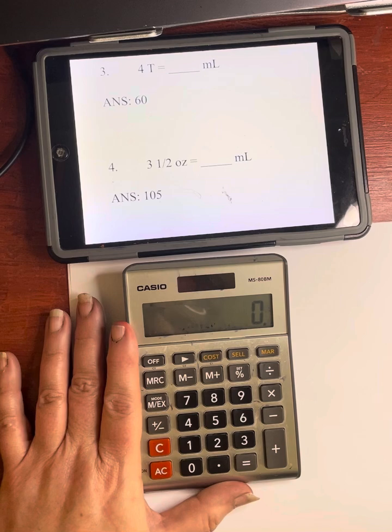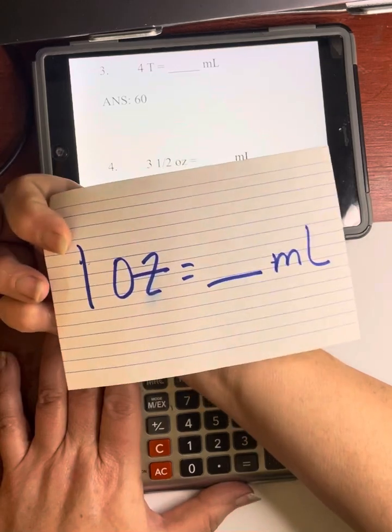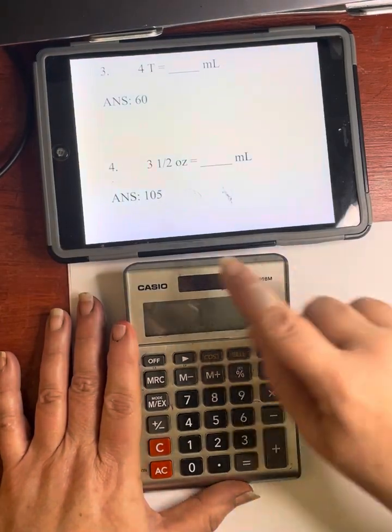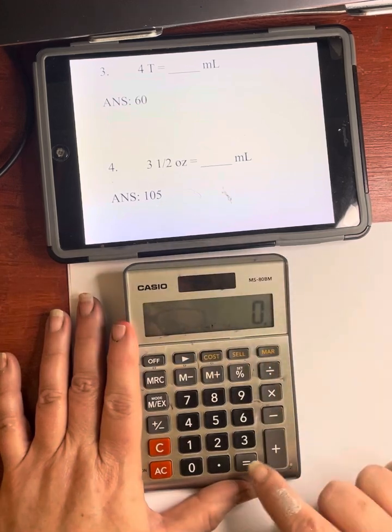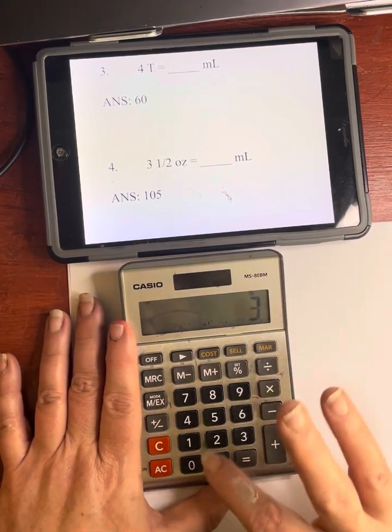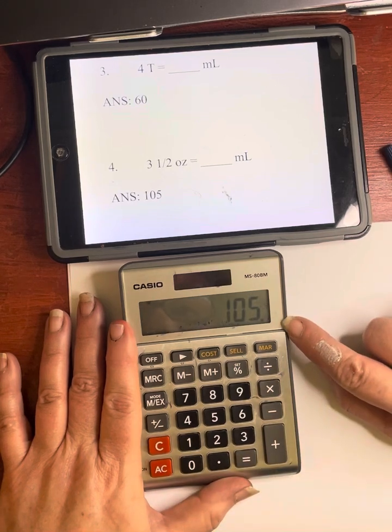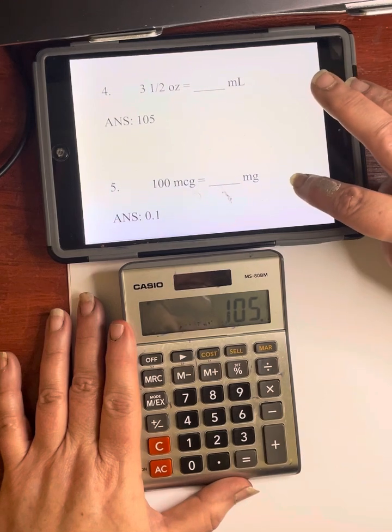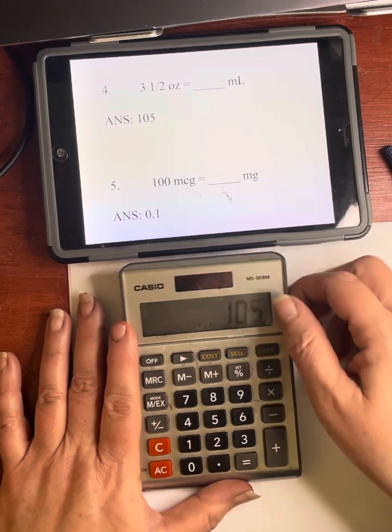3.5 ounces is how many milliliters? If you know 1 ounce is 30 milliliters, then we can do 30 times 3.5, which equals 105 milliliters. You get that?